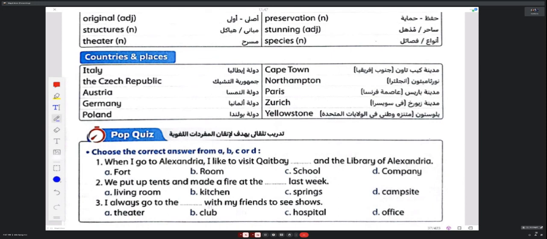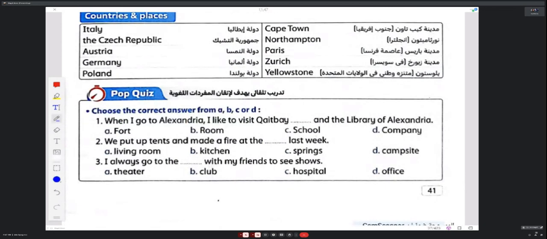There is a difference between Austria and Australia. Austria, Australia.